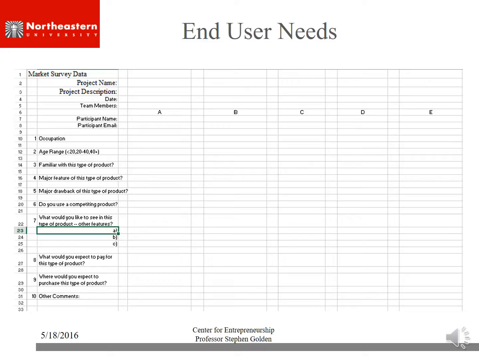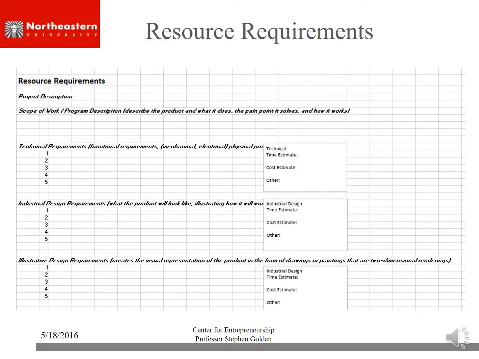Initially you'll have to do 30. You'll talk to 30. I guess the first thing you should talk to is 2 or 3. Do your acid test and then do 30, and then by the end of the class you should have spoken to at least 90, hopefully over 100 people, and collected their information, tabulated it, and draw some conclusions. So this is an example of an end user survey to try to understand the user needs. Resource requirements. This is an extension of the Gantt chart.